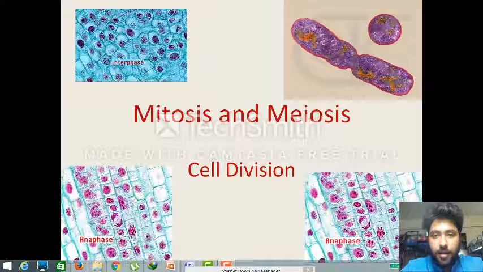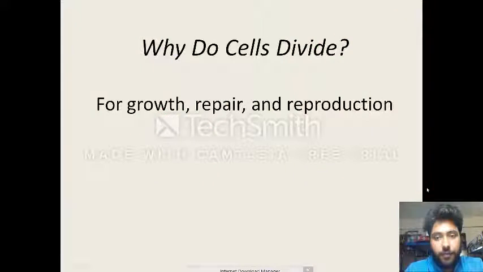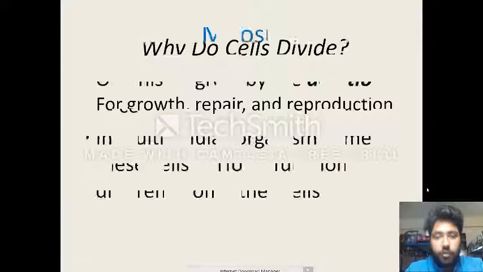Hello guys, today we'll see mainly the difference between meiosis and mitosis. First of all, why do cells divide? For growth, repair and reproduction, we all know.